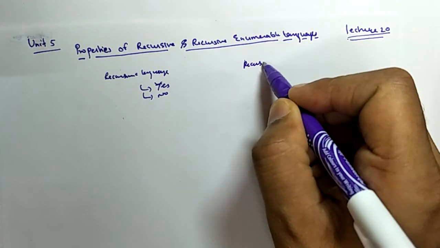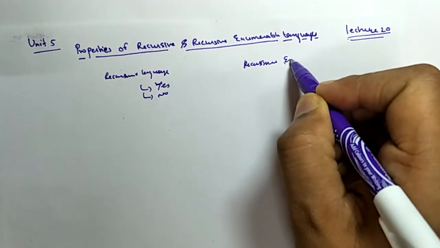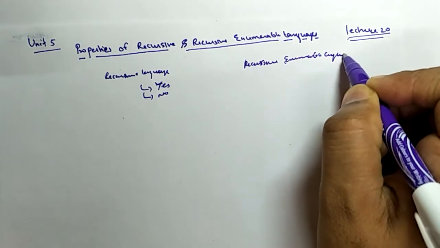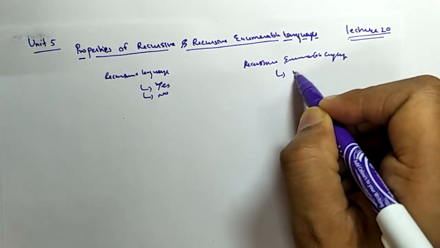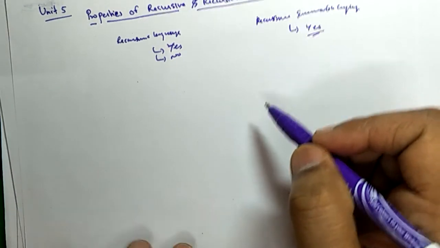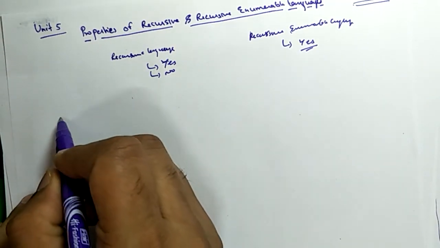For a recursive enumerable language, we know about only yes. So let us look at some properties.